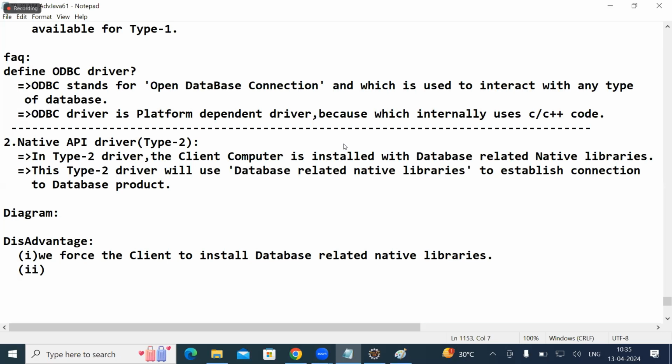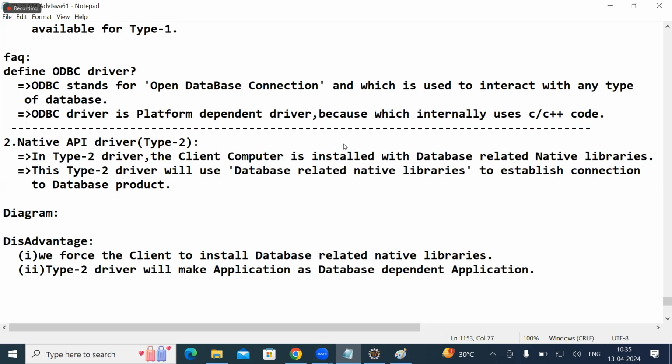Second drawback is, type 2 driver will make the application a database dependent application.